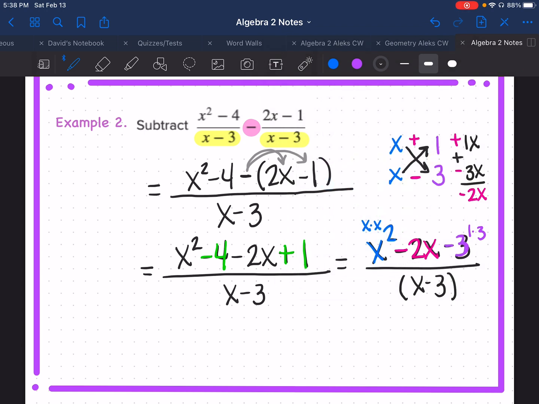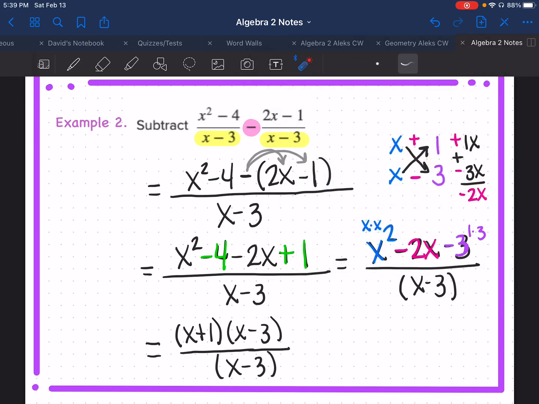All right, here we go. I'm going to move over here because I need one more step. I now have the factors x plus 1 and x minus 3 in the numerator, and in the denominator, I have x minus 3. I can see that I have two x minus 3s, one in the numerator and one in the denominator. So they will completely cancel each other out because they are exactly the same. And my final answer is x plus 1. I have nothing left in the denominator.